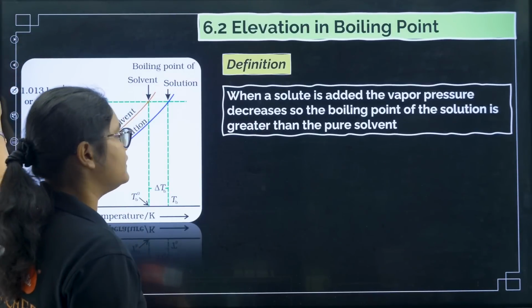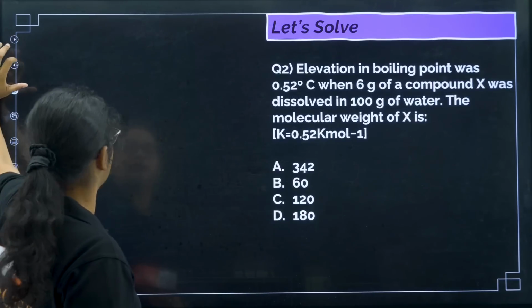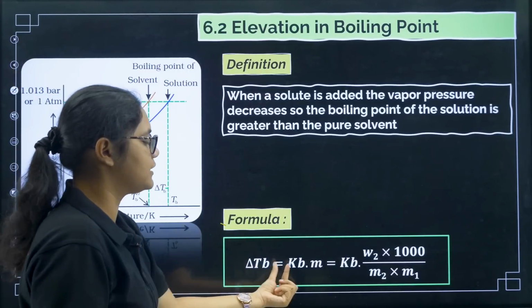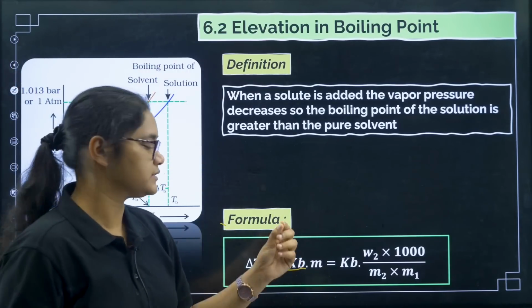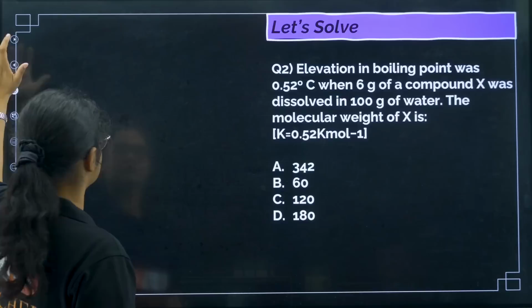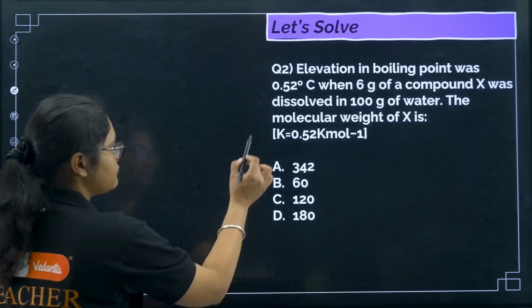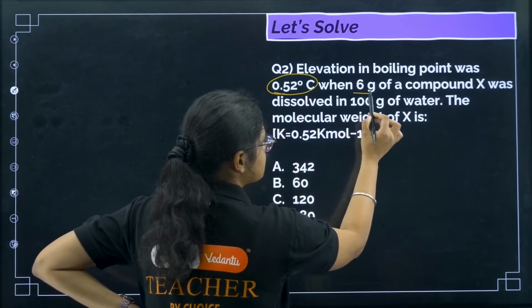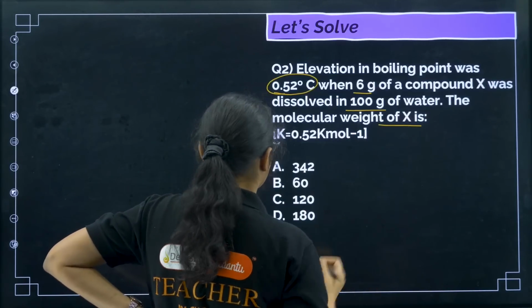Next we'll go to elevation in boiling point. Whenever you add any solute, the boiling point increases, and the formula is delta Tb is equal to Kb into m, where Kb is your molal elevation constant and m is the molality. All of you might be knowing the formula here. So here we have a small question. The elevation in boiling point was 0.52 degrees Celsius when 6 gram of a compound X was dissolved in 100 gram of water. The molecular weight of X is?